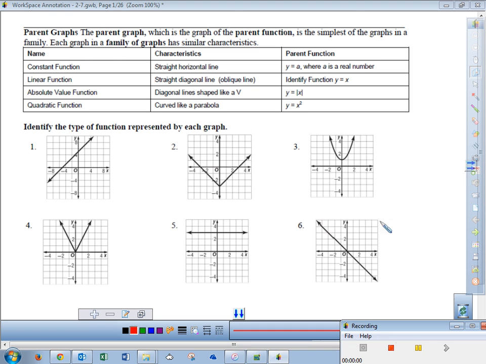Section 2.7 in advanced geometry, starting out by recognizing some basic functions. A constant function is just a horizontal line because everything stays constant. Y never varies. That's what a constant function looks like. It's just a horizontal line.